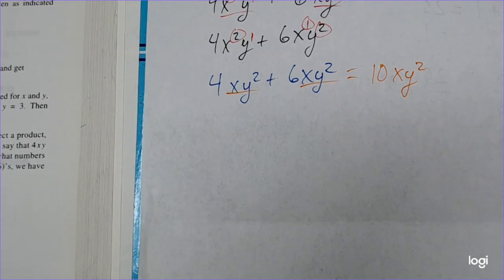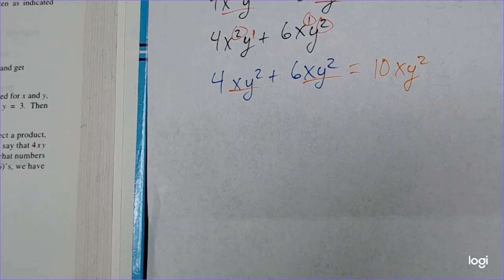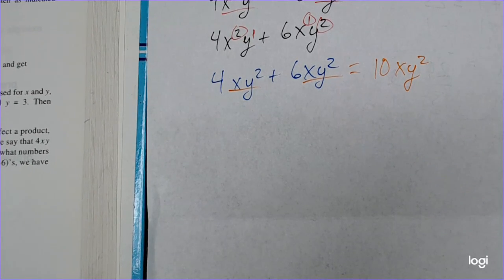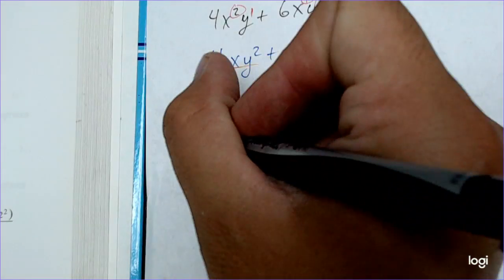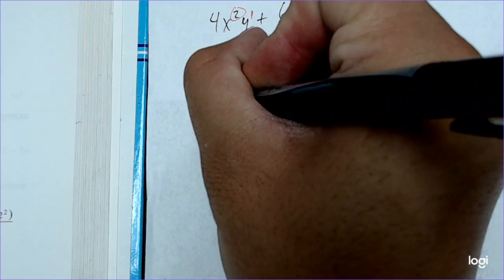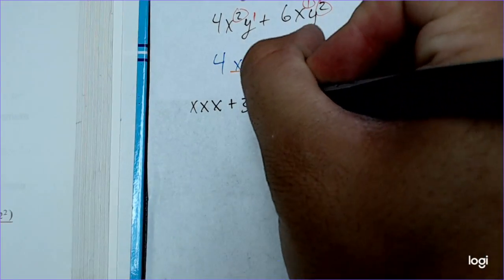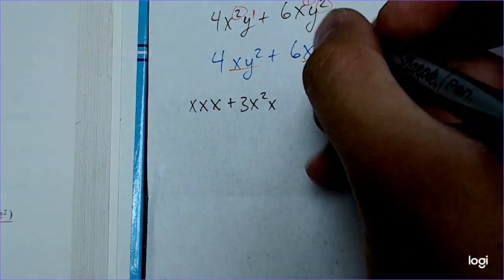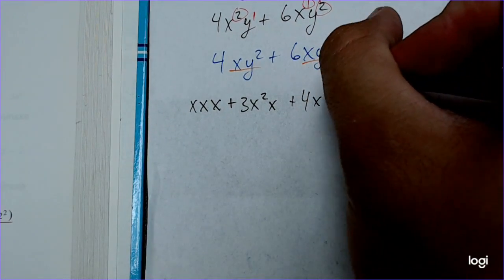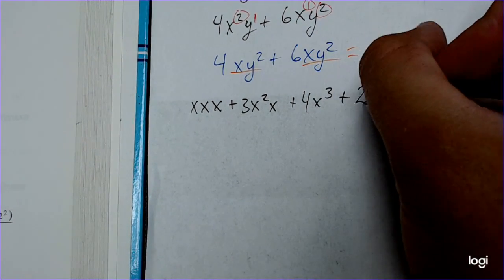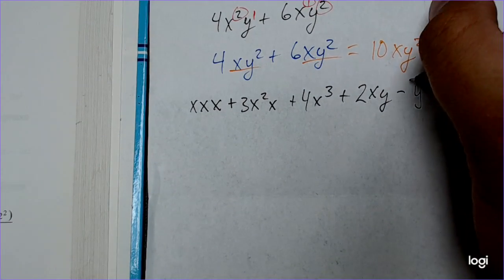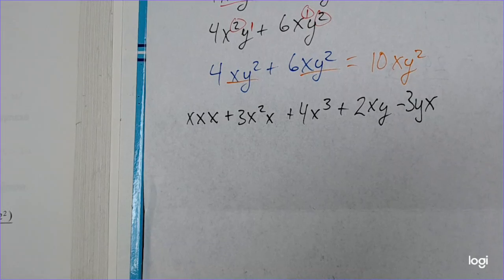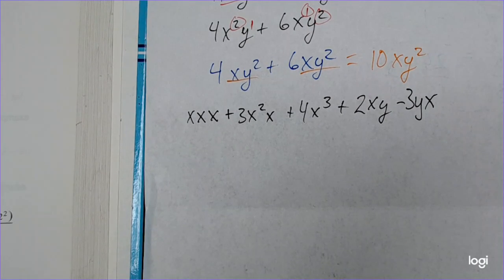Now let's go to an example problem, because these problems can get really tricky, okay? Let's do, here's a good one. So we've got x times x plus 3x squared times x plus 4x cubed plus 2xy minus 3yx, okay? Now, there are some issues with this problem.